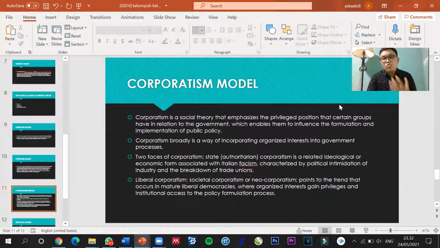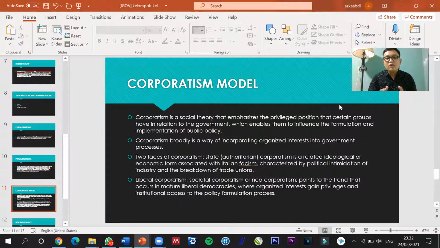The second one is the corporatism model. Corporatism is a social theory that emphasizes the privileged positions that certain groups have in relation to the government, which enables them to influence the formulation and implementation of public policy made by the government. Corporatism broadly is a way of incorporating organized interests into the government process.